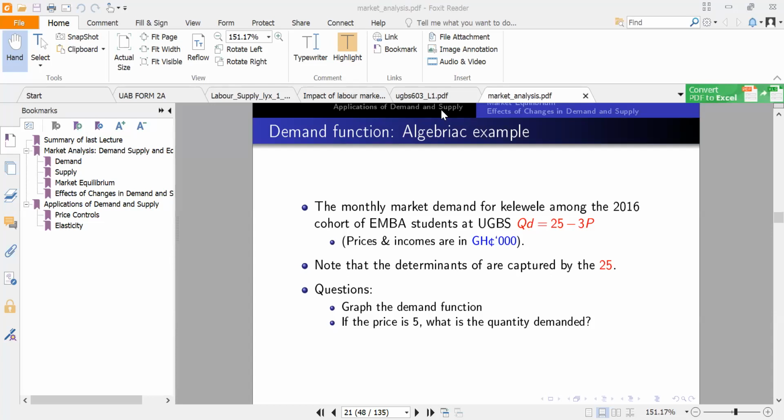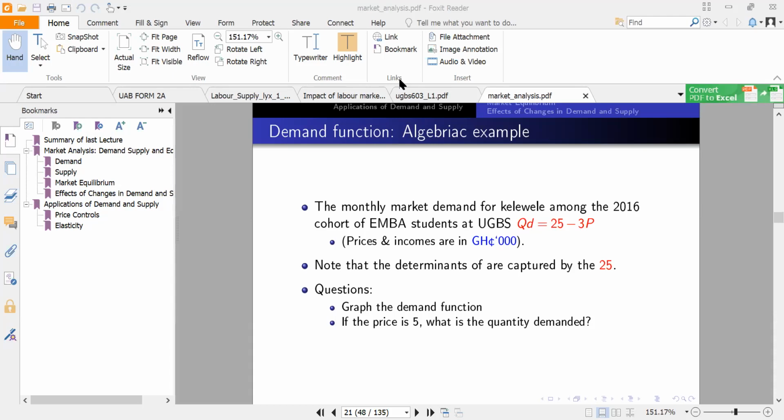So if the price is 0, the maximum quantity people will buy will be 25. Yes, Lydia, go ahead. I can hear you, Lydia. My internet was not working well, so I couldn't understand the algebraic example.